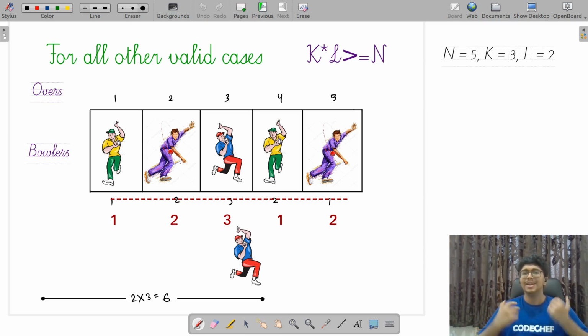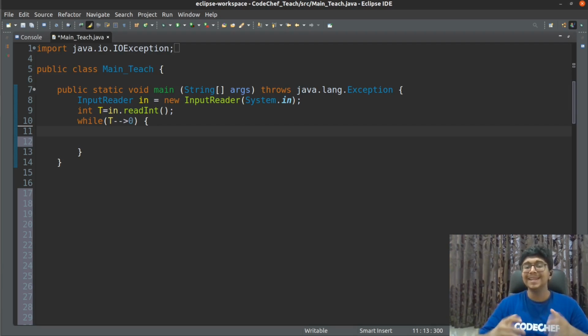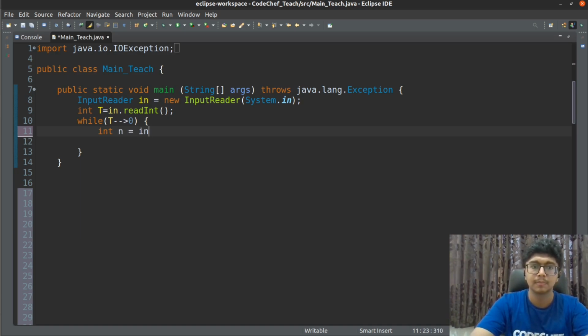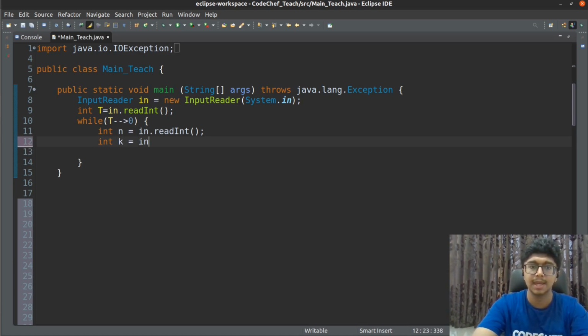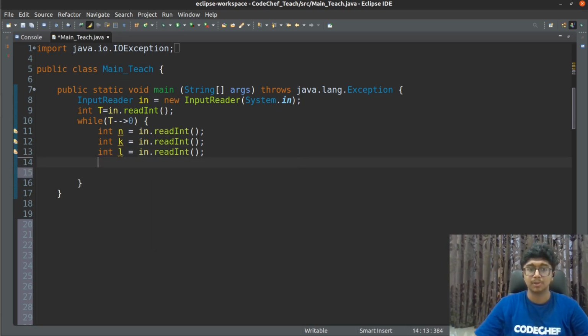Okay, so now let us write the code to get that AC. So finally, let us look at the code for this problem. First of all, we would take in our 3 inputs, right? N, k and l. So let's take in n. Let's take in k. Let's take in l as our inputs.